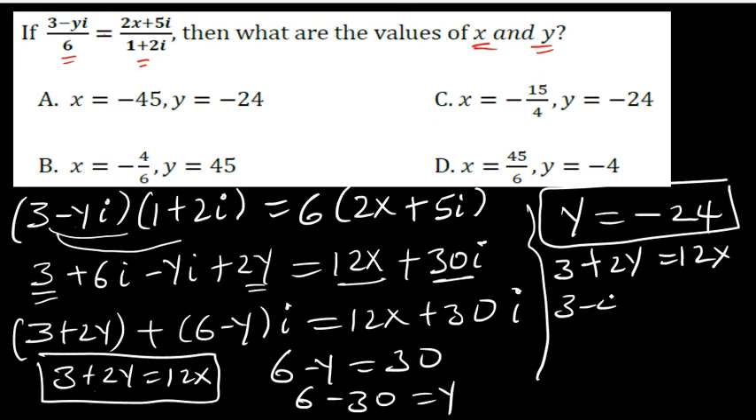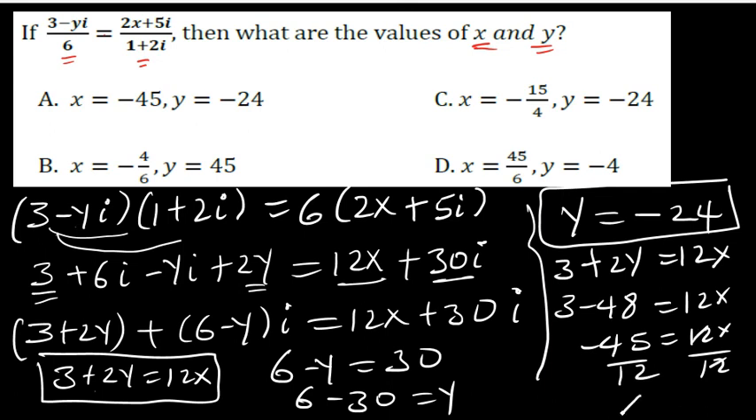3 minus 48 is equal to 12x, so negative 45 is equal to 12x. Divide by 12 on both sides. So the x value will be, you can simplify by 3, negative 15 over 4. So the answer is found in C. Yes, the answer will be C. Here it is. Let's go to the next question.